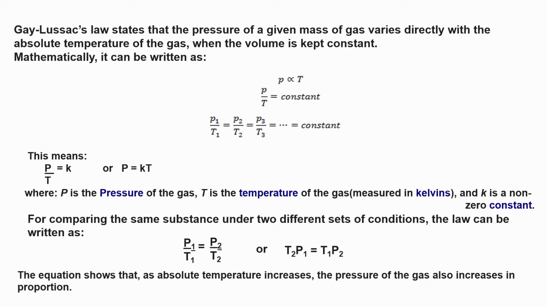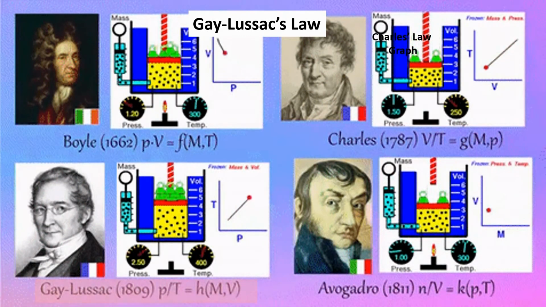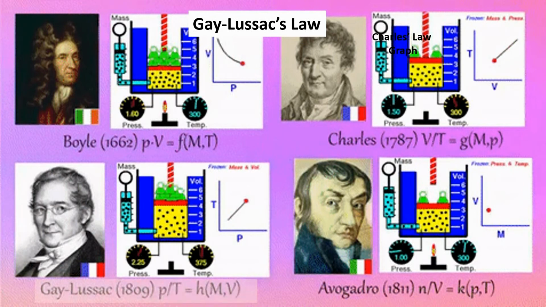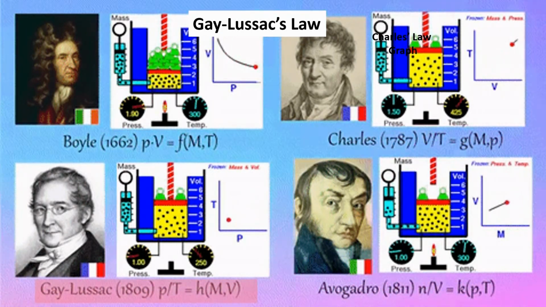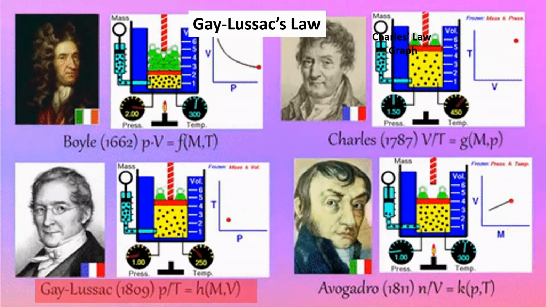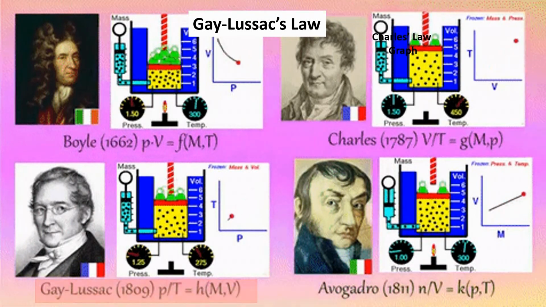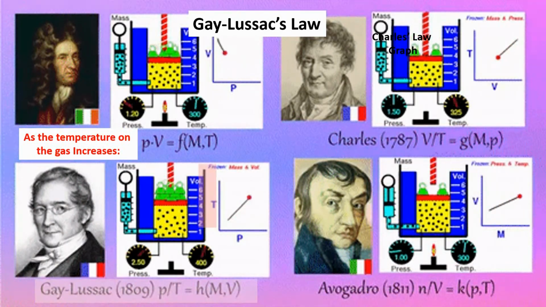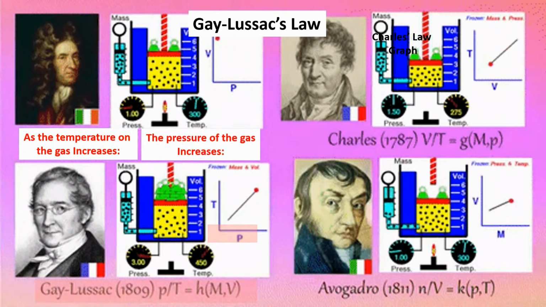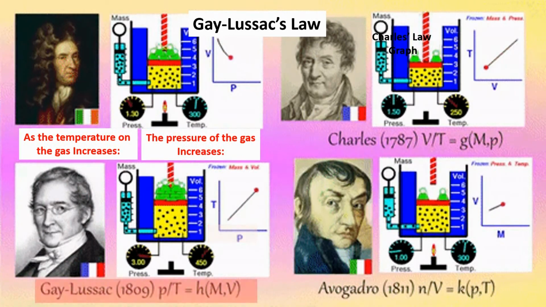The equation shows that as the absolute temperature increases, the pressure of the gas also increases in proportion. This is an illustration of Gay-Lussac's law, where the temperature and the pressure have a direct relationship. As the temperature of the gas increases, the pressure of the gas increases as well.